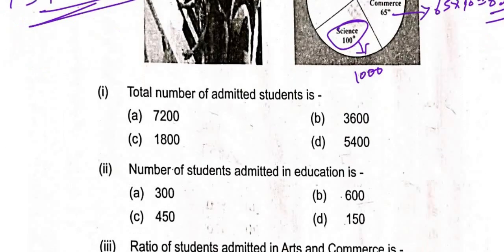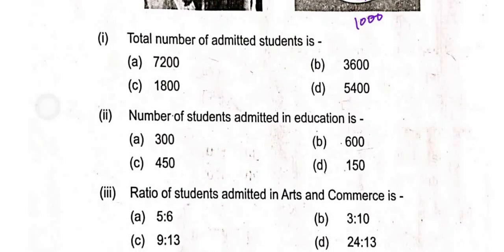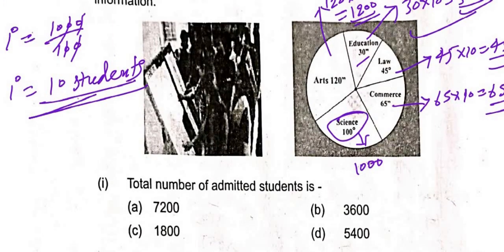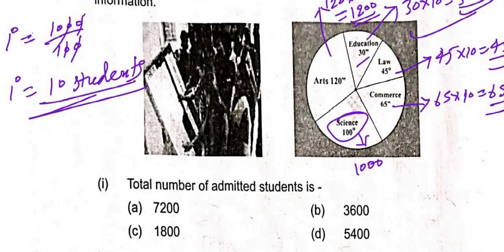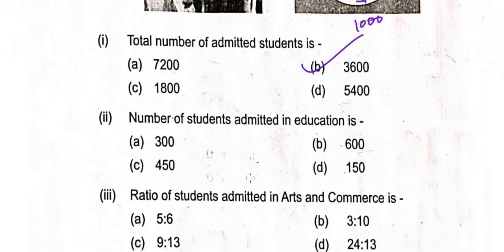And now we are moving to question number 1. Total number of admitted students is. Whenever you add the total, you get the final answer. So all numbers will be added, and when we add all the numbers, we will get 3600 students admitted. So option B will be the correct option.